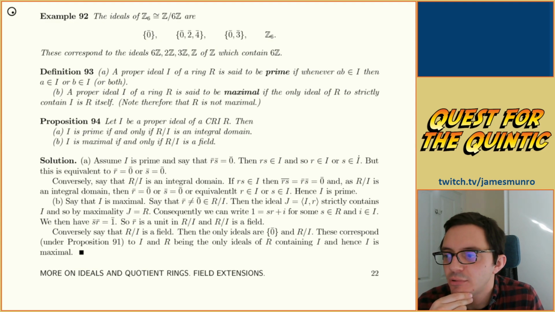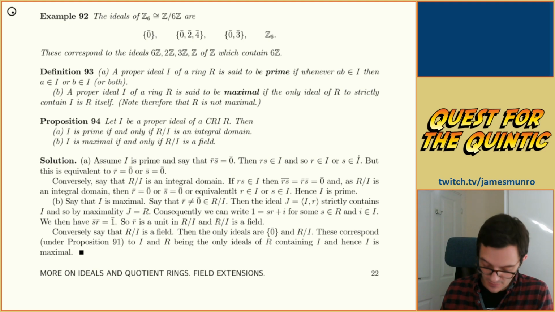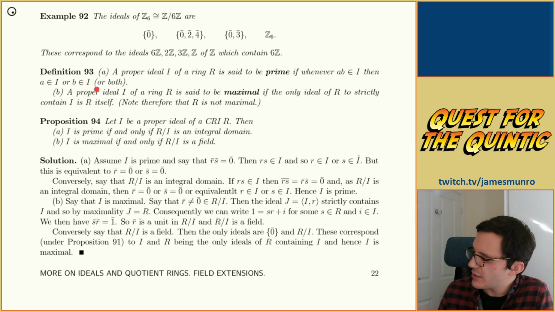Proper ideals to be prime. Okay, prime ideals. Whenever AB is in I, then A is in I or B is in I. Right. Okay. Prime. Whenever AB is in I, then A is in I or B is in I. So your products. Oh, you get products where.